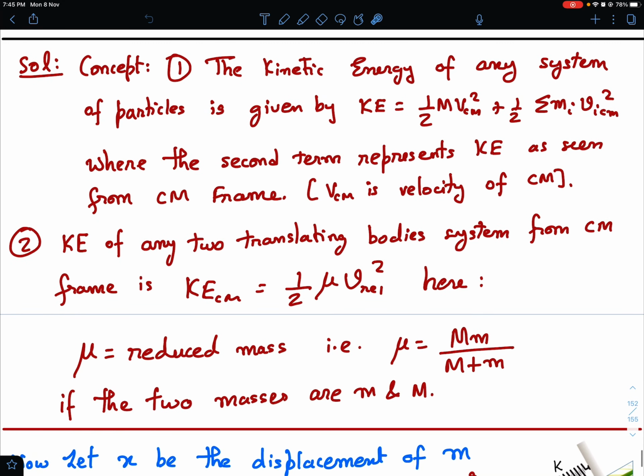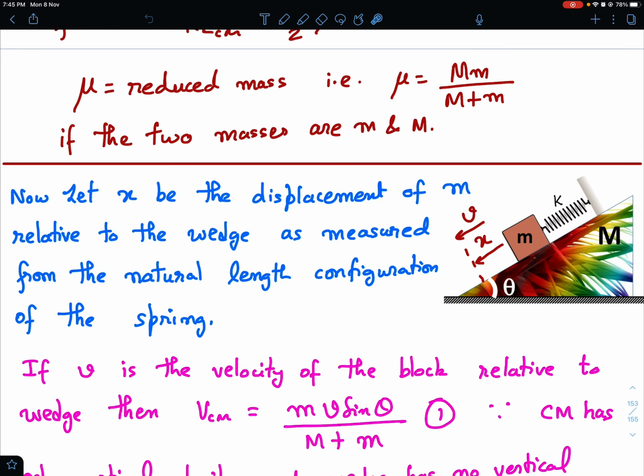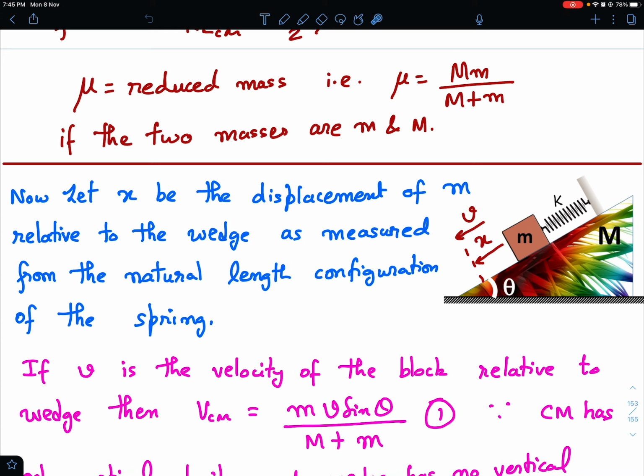Now with just these two facts, we are ready to do it in a very smart manner. Let x be the displacement of small m relative to the wedge as measured from the natural length configuration. Of course in equilibrium there will be some stretching, but there is also a natural length configuration. So x is the coordinate of this block relative to the wedge as seen from the natural length configuration of the spring, and let v be the velocity of this block relative to the wedge.